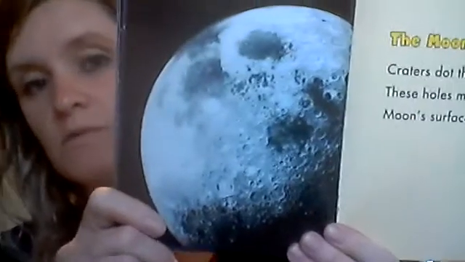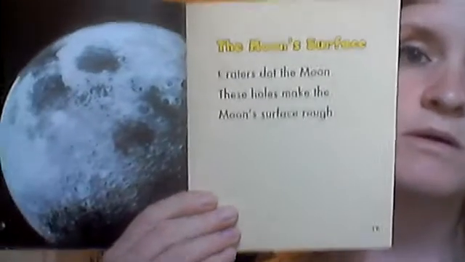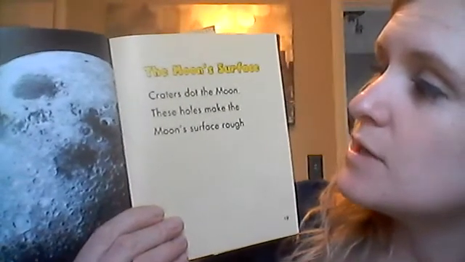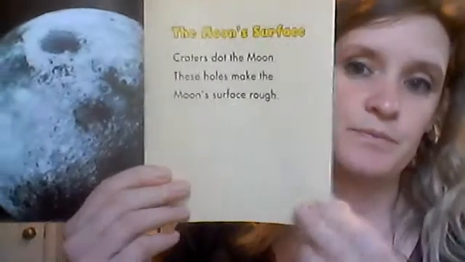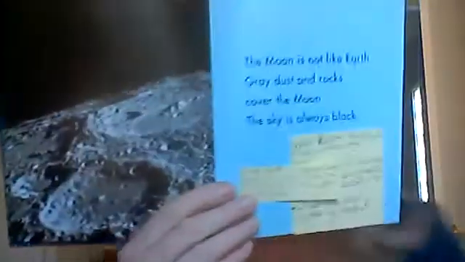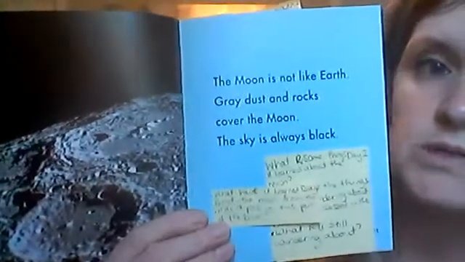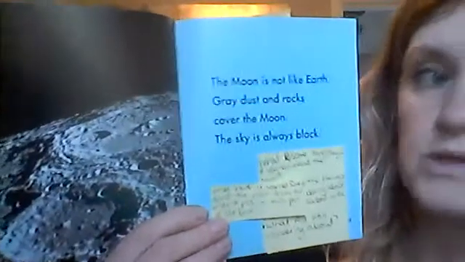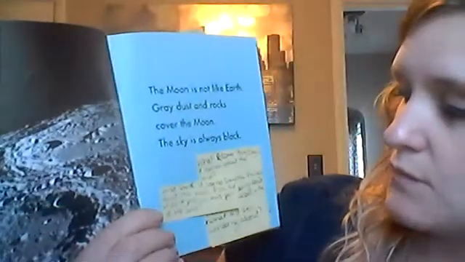Here's the moon. The moon's surface. The craters dot the moon. These holes make the moon's surface rough. Remember that word, rough? And there's a picture of the surface of the moon. The moon is not like Earth. Gray dust and rocks cover the moon. The sky is always black. So what have you guys learned so far?